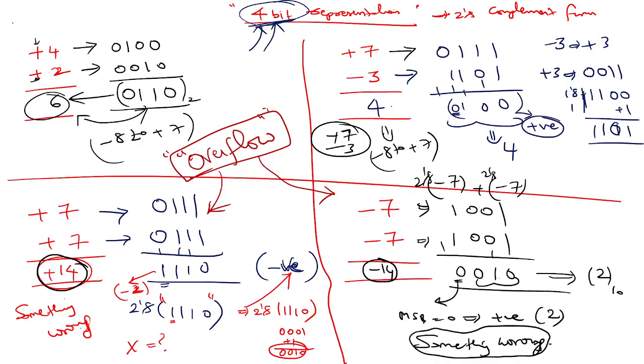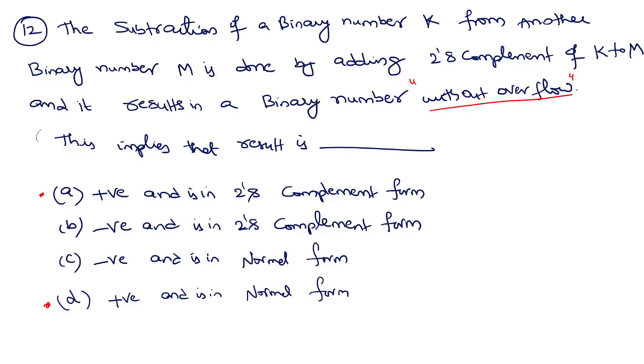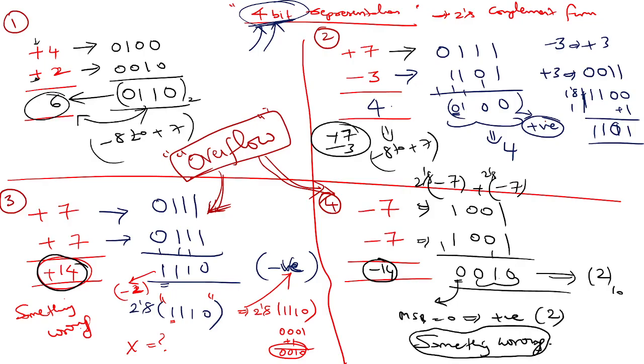Right? So this is scenario 1, 2, 3, 4. Overflow happened in scenarios 3 and 4. No overflow happens in scenarios 1 and 2. So when the question says without overflow, it means the process is correct. Okay, there is no issue with the process. This process is right. They did everything nicely, which means they have taken care of the overflow.